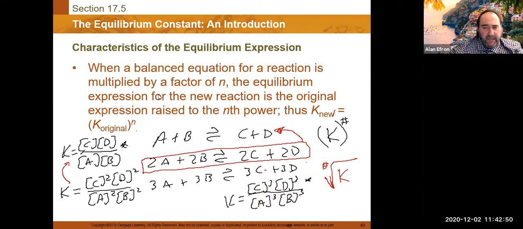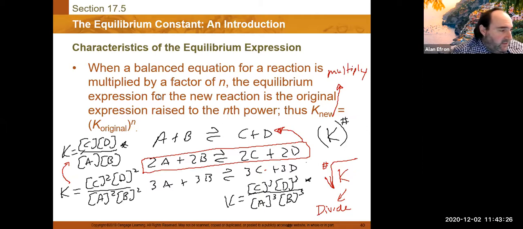So if you multiply by a common number, you take the K value and you take it to that common number. If you divide by a common number to find the new K value for your reaction, you would take the root of that common number. So again, if you divided by 2, you would take the square root. If you divided by 3, you would take the third root, the cube root. If you divided by 4, you take the fourth root, and so forth. So those are two very common ways equilibrium reactions are sometimes manipulated.